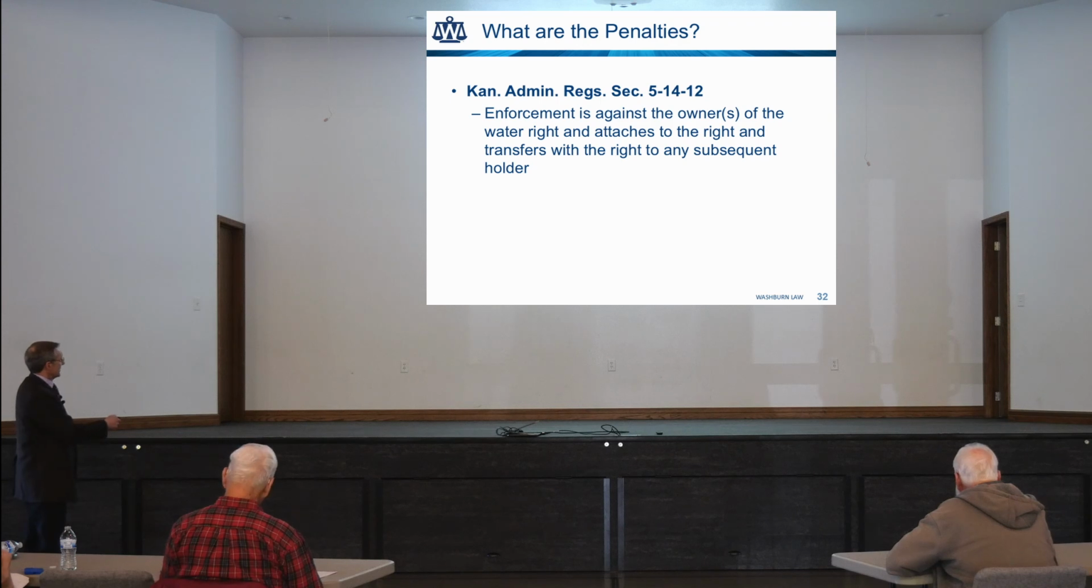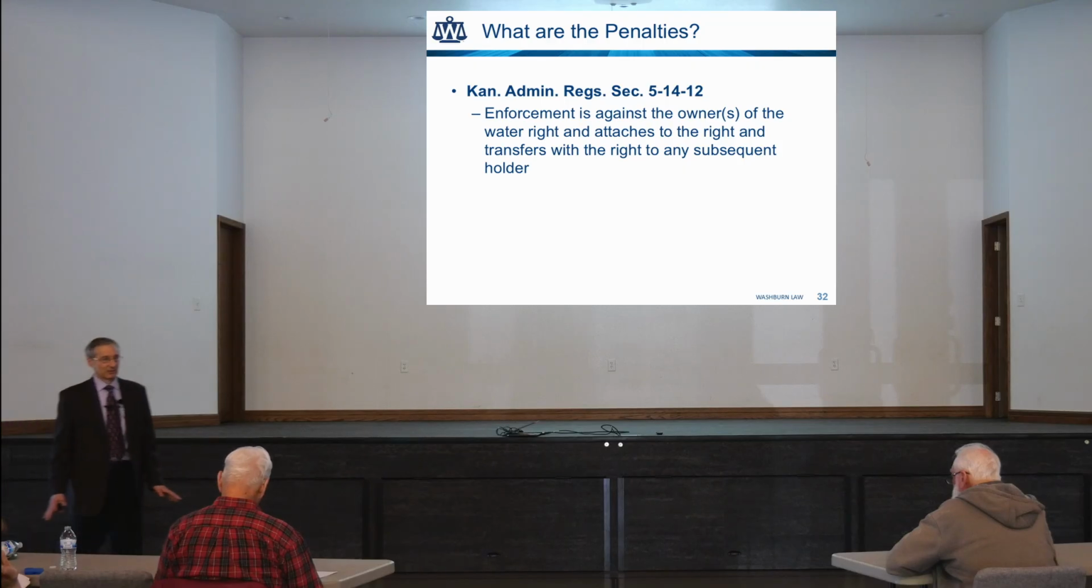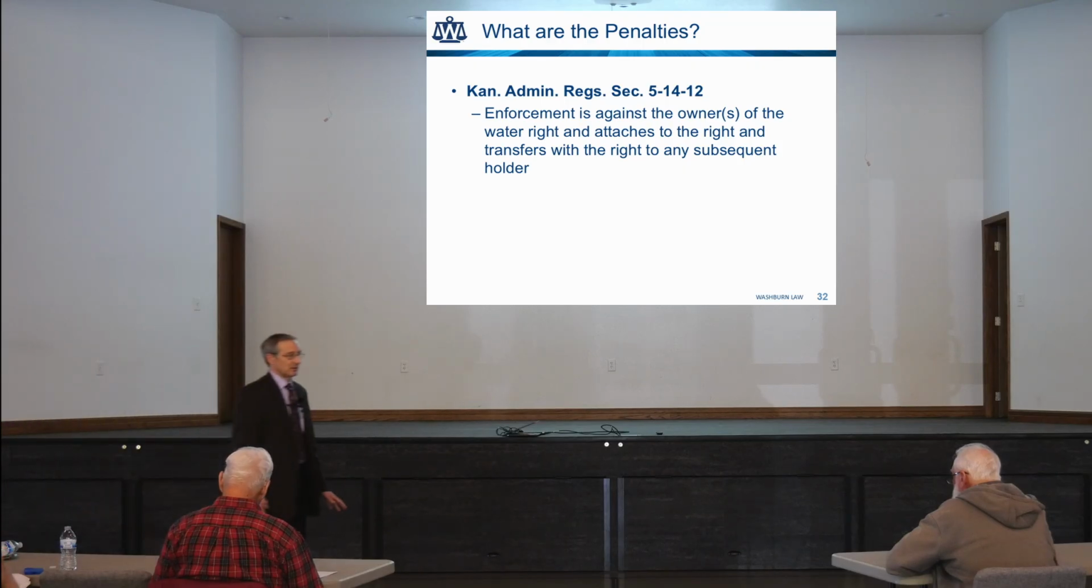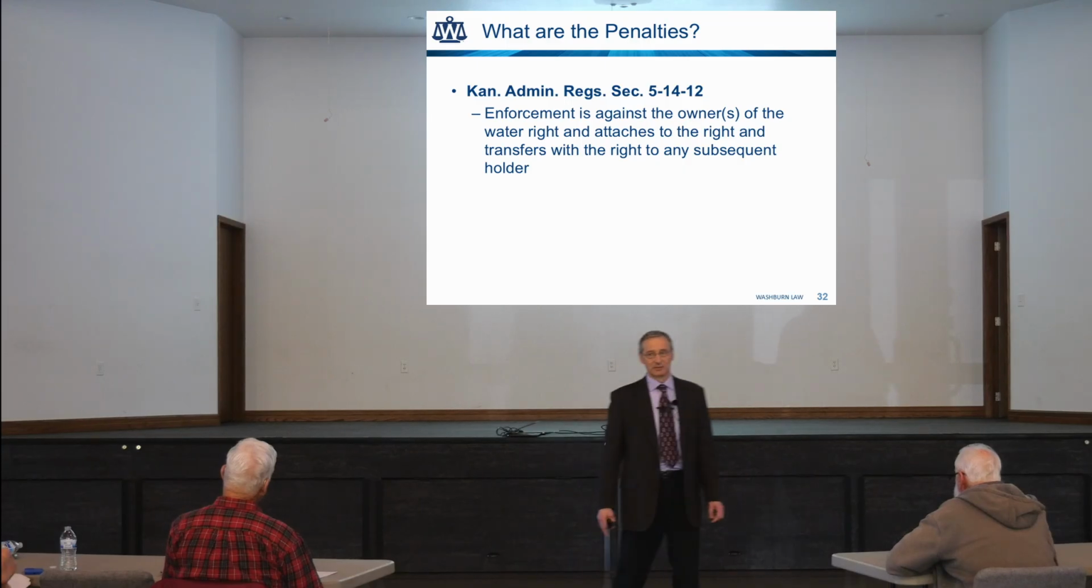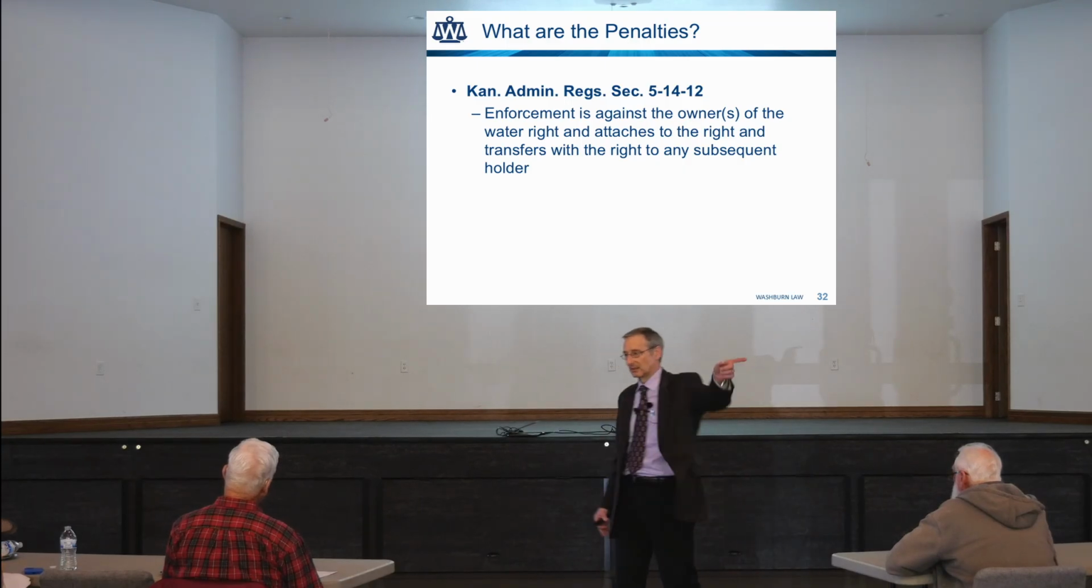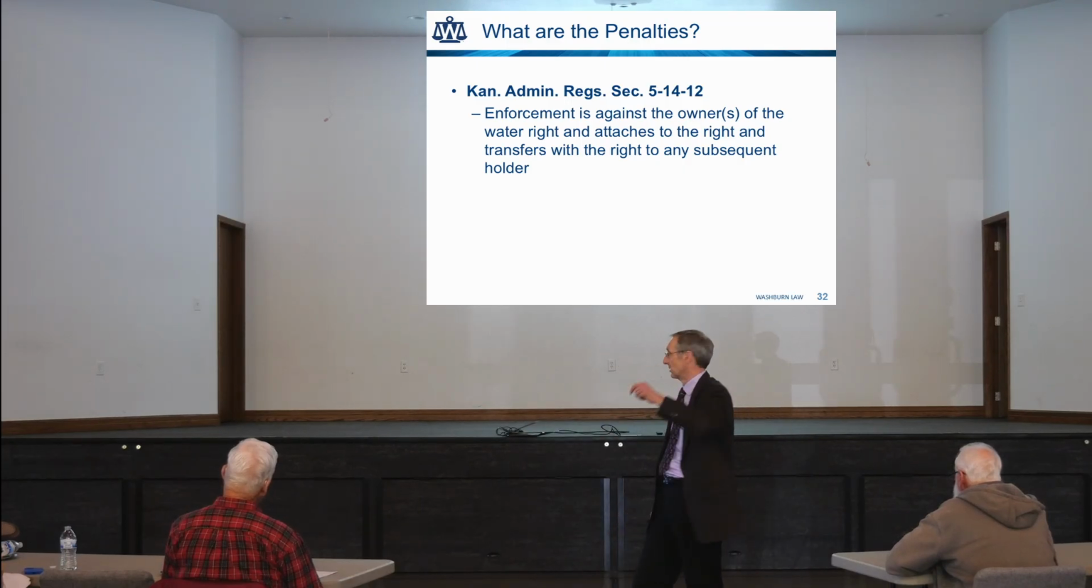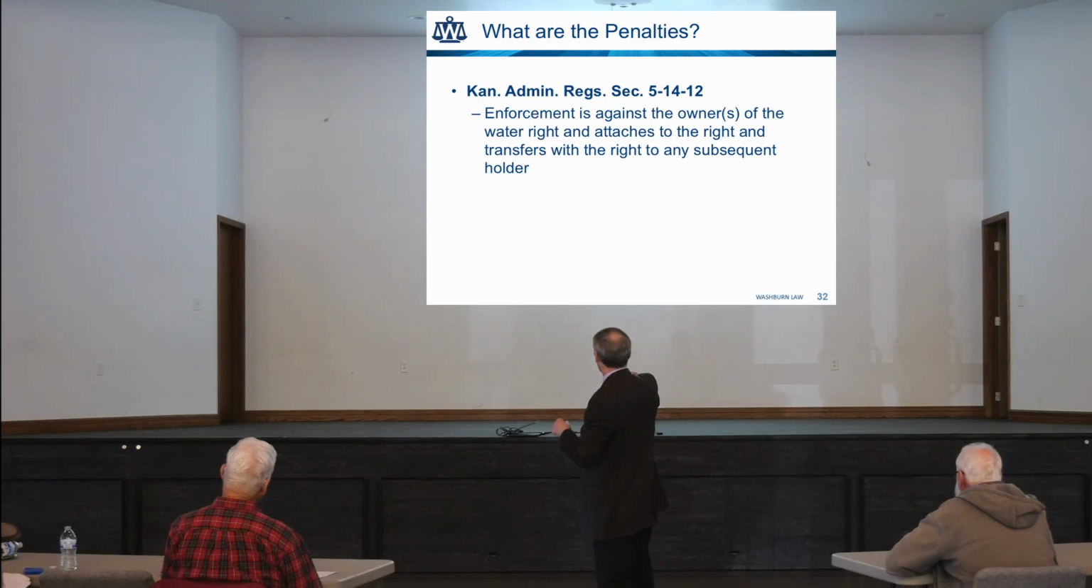Now in the regs, and here's where you can find it in the administrative regs, 5-14-12, enforcement is against the owner of the water right. Now you want to think in lease situations, any penalty that's going to be levied and any enforcement action that's going to be done is not against the tenant. It's going to come back to the owner of that water right. And it attaches to the right and transfers with the right to any subsequent holder.